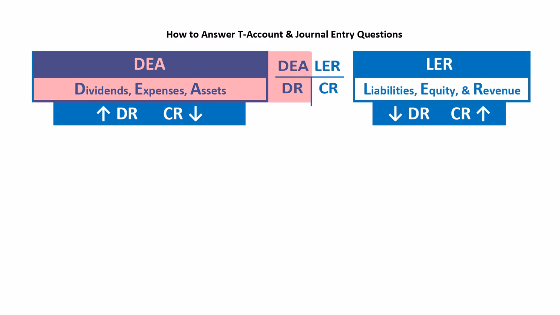DEA stands for the account types dividends, expenses, and assets. These account types are increased with debits and they're decreased with credits. LER stands for the account types liabilities, equity, and revenue. These account types are increased with credits and decreased with debits. Mastering this first step is crucial to recording journal entries, as we'll see in a couple of minutes.